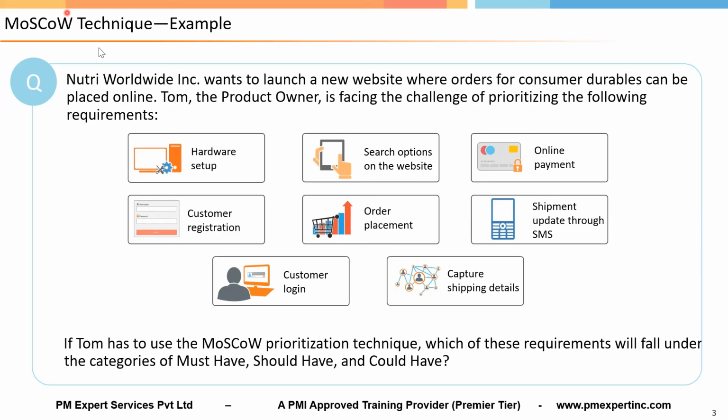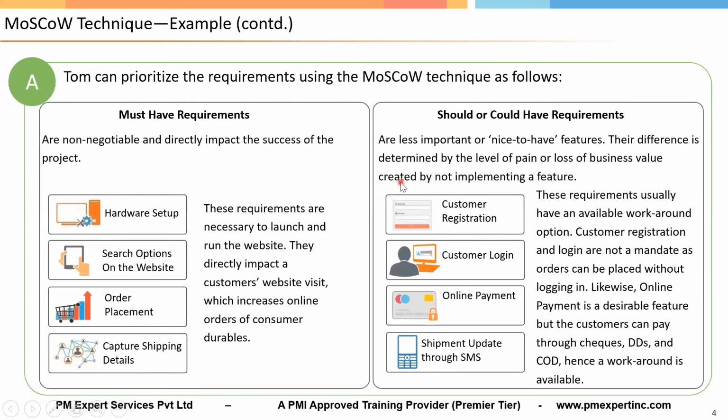Guys, can I open the answers? Yeah, we can now. Now, here are the answers. This is the way we have grouped the requirements into must have, should have, and could have. Now tell me, you can challenge this. If you think differently, let me know.